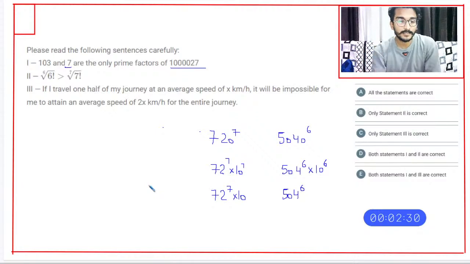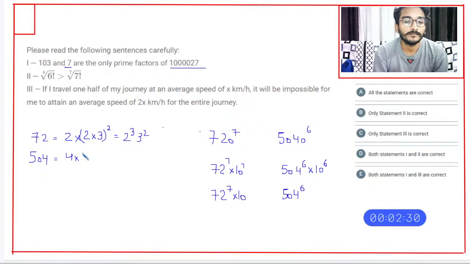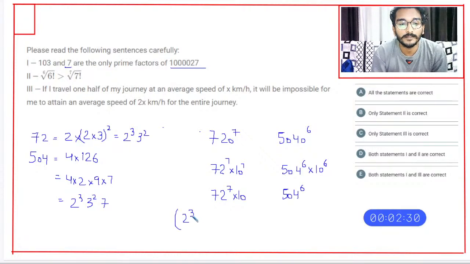Now, again, I will do factorization. 72 is what? 2 into 36. 36 is 6 square. So it is 2 raised to the power 2 and then 3 raised to the power 2. And 504 is 2 into 252. I'll divide it by 4, which gives 126. This is further 2 into 63. 63 is 9 into 7, which can be said to be 2 raised to the power 3, 3 square, and 7. So this is the factorization done. Just plug the values in. 72 is this. 504 is this.